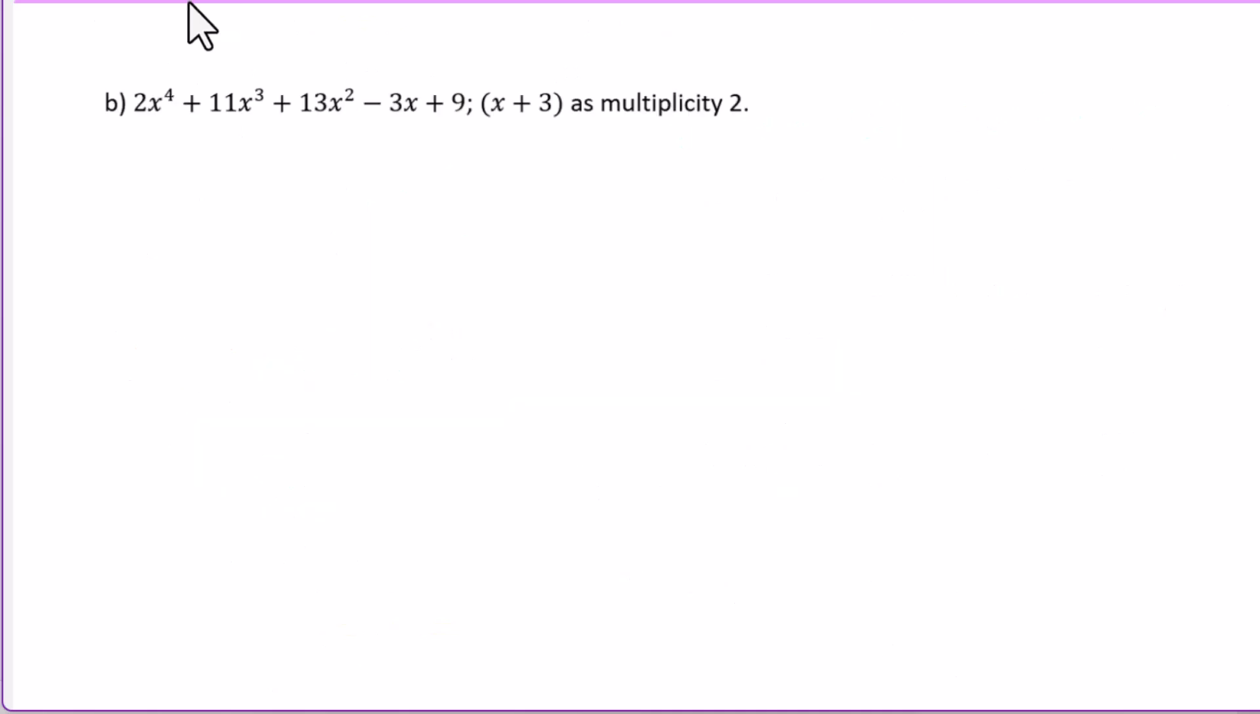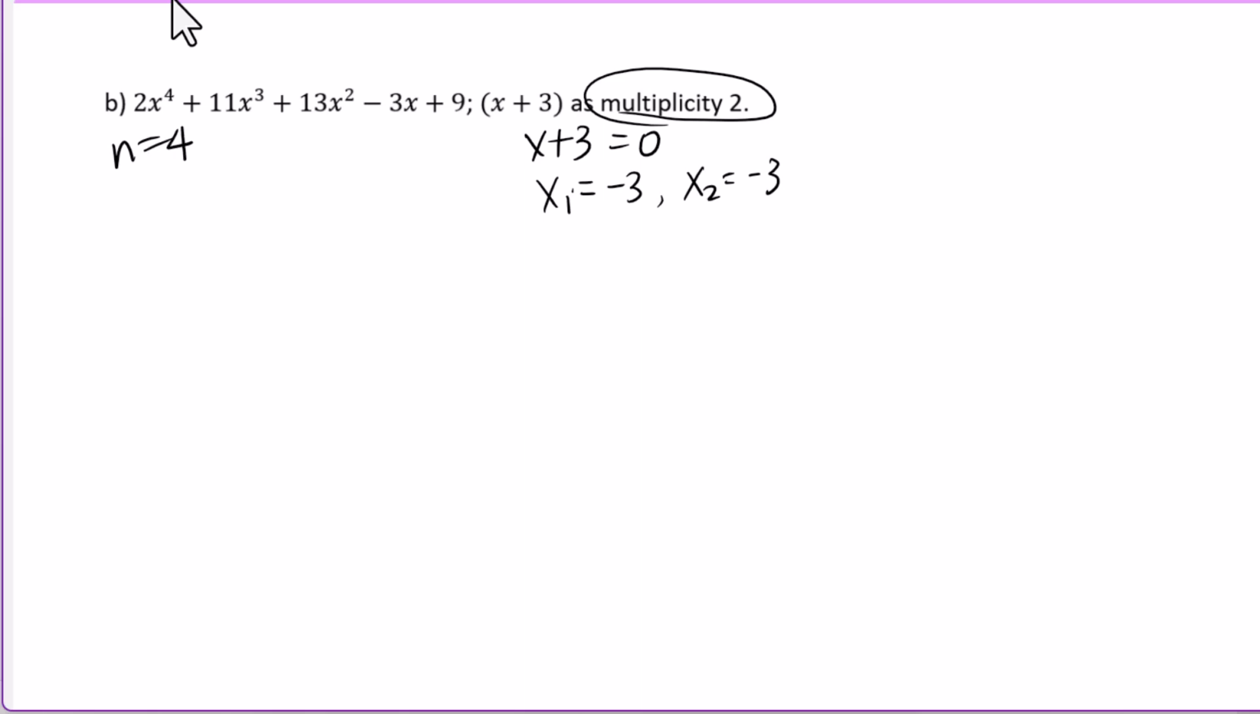Let's go to b. x + 3 has multiplicity 2. When we set up x + 3 = 0, multiplicity 2 means x1 = -3, x2 = -3. n = 4, which means we have 4 roots. a_n = 2, a_(n-1) = 11, a_0 = 9.